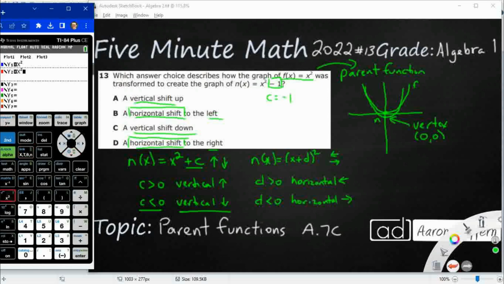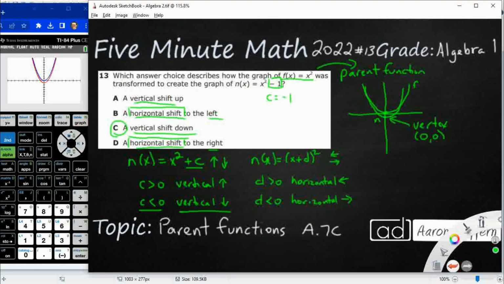So x squared minus 1, it's going to be red, and what we're going to see is it's going to shift it down just a little bit. And that's exactly what we predicted. And so we are going to say our answer here is C, vertical shift down.